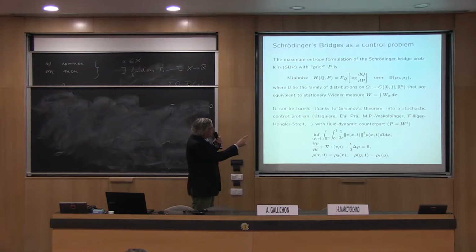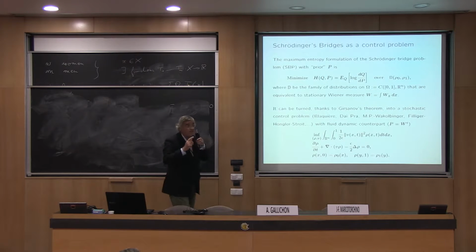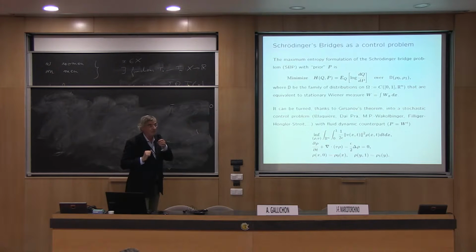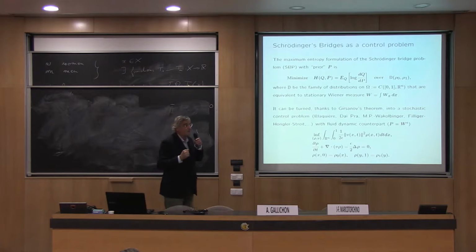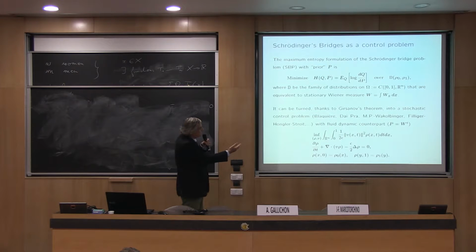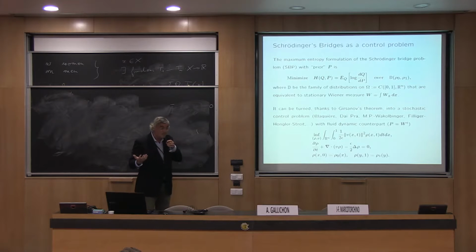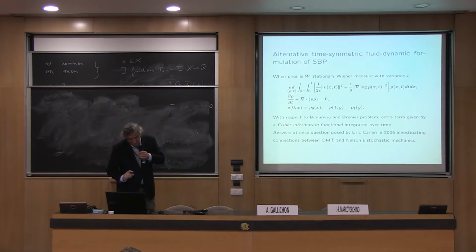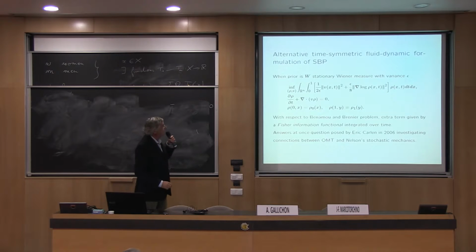The prior is Wiener measure, stationary Wiener measure, but with variance epsilon, exactly like Christian had before, right? He had 1 over k, if you remember. So this is what the problem looks like. Now you look at this and you remember Benamou-Brenier. What is the difference? You only have a Laplacian. It looks very much like a regularization. And in fact, a number of beautiful results showed this.